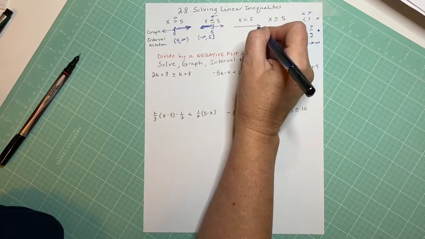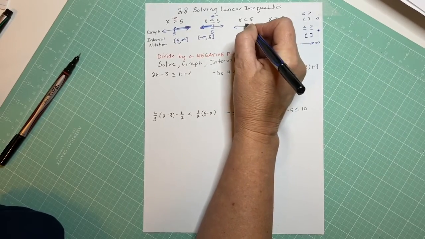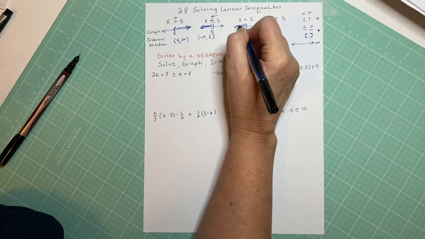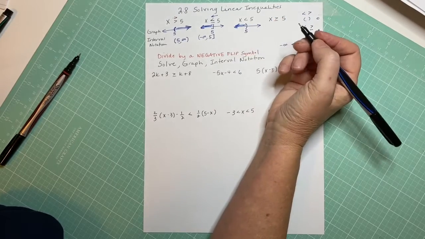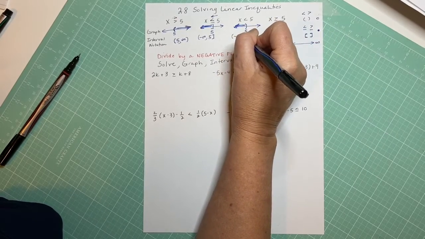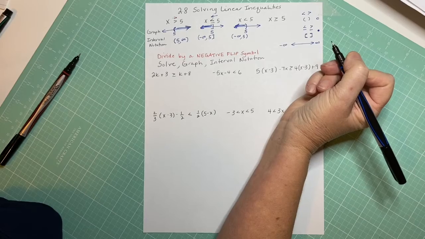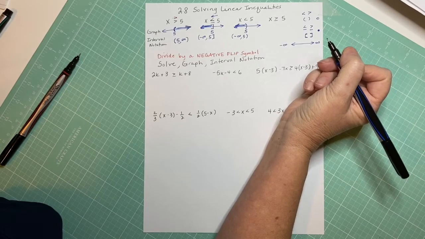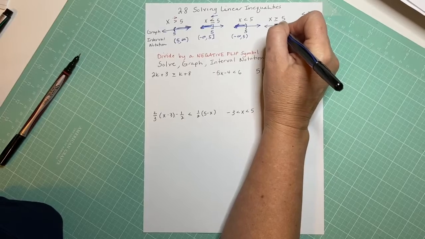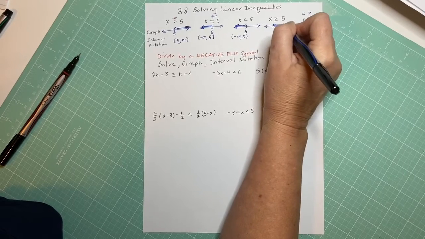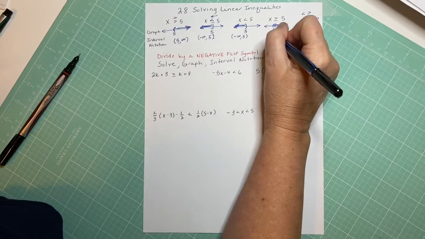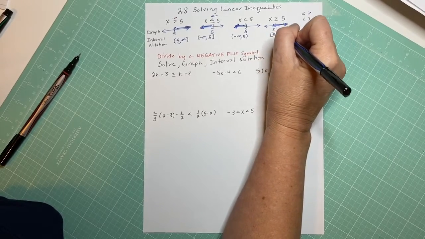For x is less than 5, because of the less than, that's going to be a parenthesis at 5. And again, it's pointing to the left, so we're going to shade to the left. And interval notation is negative infinity to 5 parenthesis. And then the last one, x is greater than or equal to 5, is a bracket at 5 shaded to the right, because again, it's pointing to the right. And interval notation is bracket 5 to infinity.